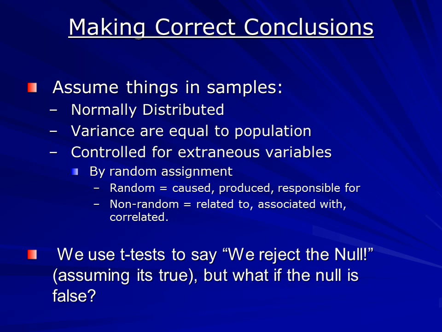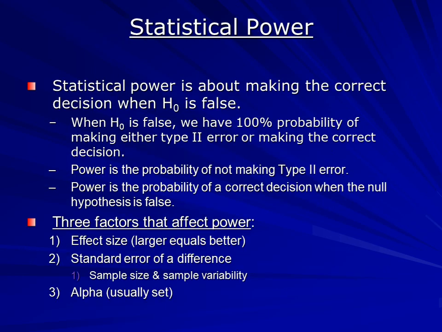So how do we make sure you don't stumble in the wrong direction? How do we make sure that you make the correct decision if the null is false? Well, that's called statistical power. Statistical power is about the possibility of making a correct decision when the null is false. So when you know that there's a difference between these things, you've got to make sure you have statistical evidence to support that. So how do you do that?